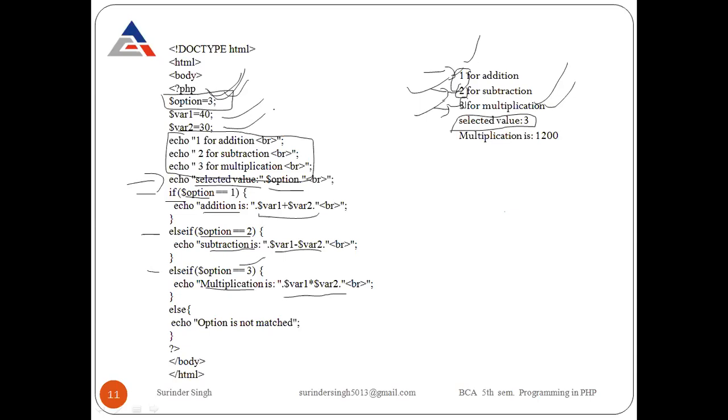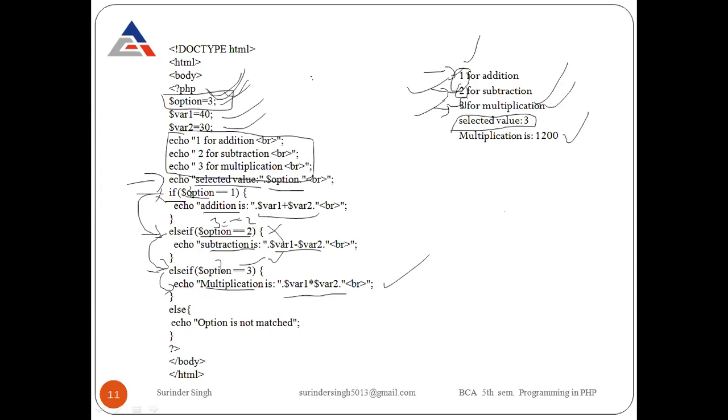Clear? Now see, the option variable has the value 3. So first we will compare it here. Option equal to 1, 3 equal to 1, the condition is false. Control will move to the next. Now here we are checking 3 equal to 2, the condition is false. So control moves to the next. Here we have 3 in the option and 3 equal to 3, match found. Now control enters this else if statement and executes this statement. And here we are printing the multiplication result. Okay, clear?